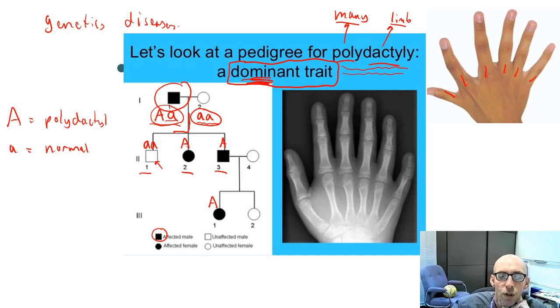Of their children, 2 of them ended up affected. One was an affected female, number 2, and one was an affected male, number 3. Number 3 got married to somebody else who was unaffected. And they had 2 children, child 1 and child 2. That child received the polydactyl gene and that child didn't. So just because a parent has it doesn't mean you'll get it passed on. But in this case, there's a 50% chance that it would be passed on.